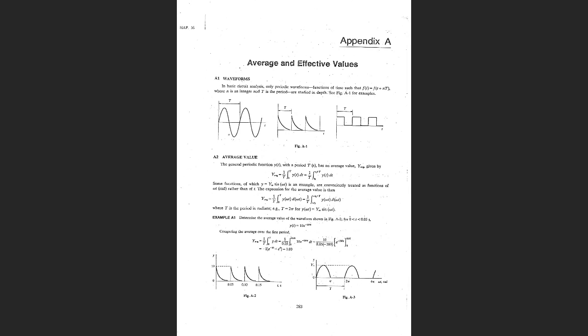So then its average values. In the general case, the theoretical function with a period T has average values given by the integration of the instant values over one period, divided by the period. Okay, this is the general definition of the average values of theoretical functions.